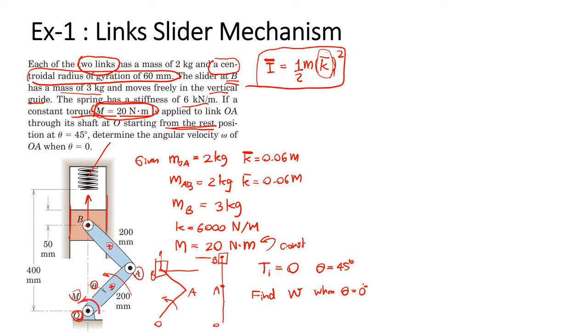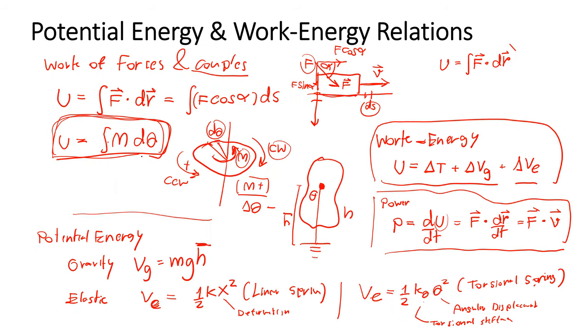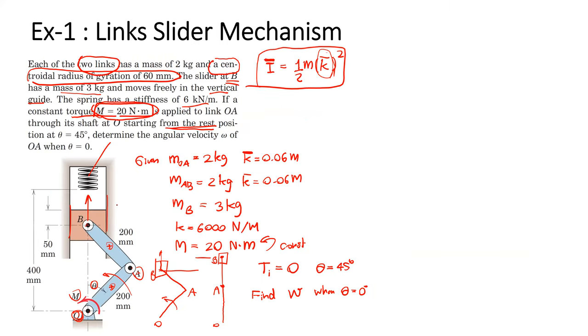If we need to compute the work done by the moment, it's not that difficult, because we have a constant moment against the delta of theta. Before that, let's see what happened to the omega of the link. We need to find the omega of link OA, right?